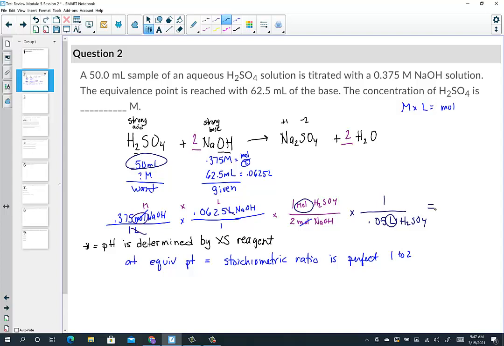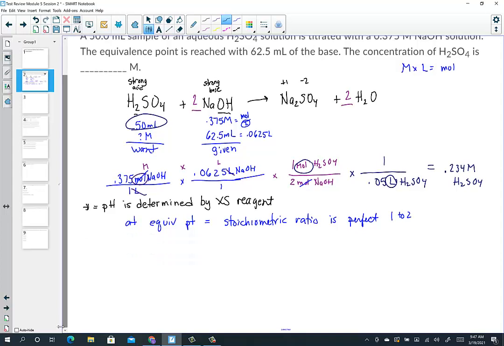I have 0.375 moles of NaOH times 0.0625 liters of NaOH. I'm going to then divide that by 2, which is multiplying by 1/2. And then I'm also going to divide by 0.05 liters of acid, H2SO4. And when I'm finished with this solution stoichiometry problem, I find 0.234 molar sulfuric acid solution.